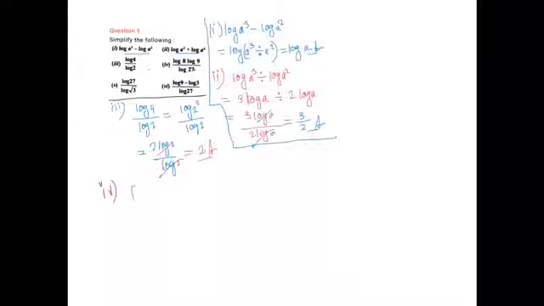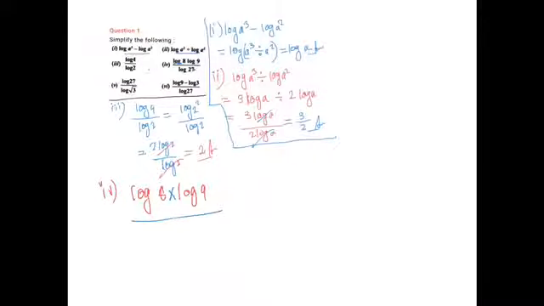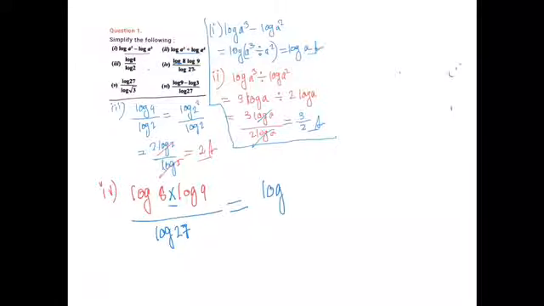Log of 8 log of 9. This means log of 8 multiply log of 9. Okay, these are two terms. Log 8 is one term, multiplied by log of 9 by log 27. How are we able to do it? How should we do it? Anyone?